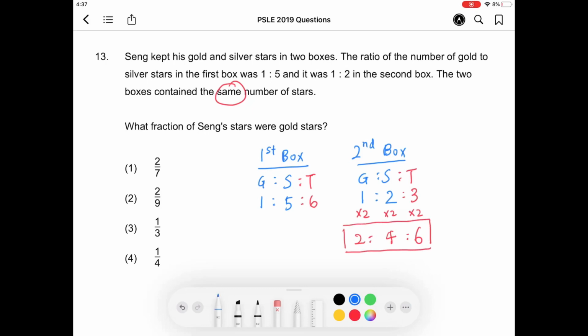What fraction of Singh's stars were gold stars? The total units for gold star is 1 and 2. So that's 3 over 12. 12 is derived from the sum of these two 6. And 3 over 12 in simplest form is 1 over 4. So the answer for question 13 is option 4.